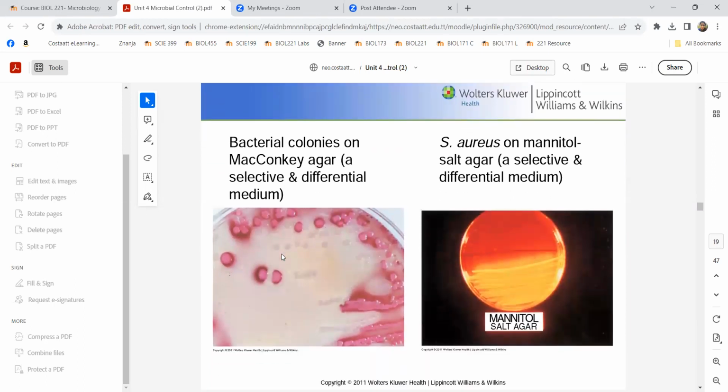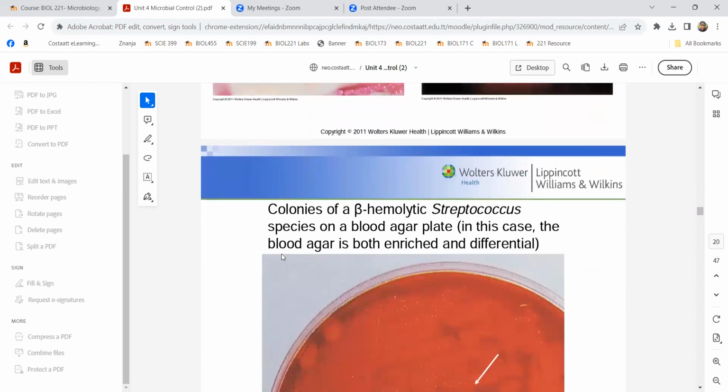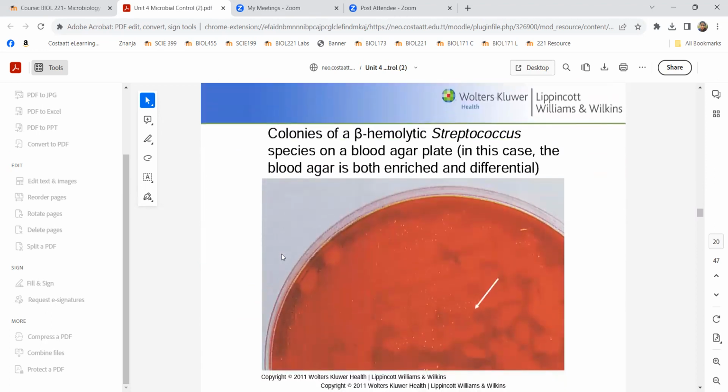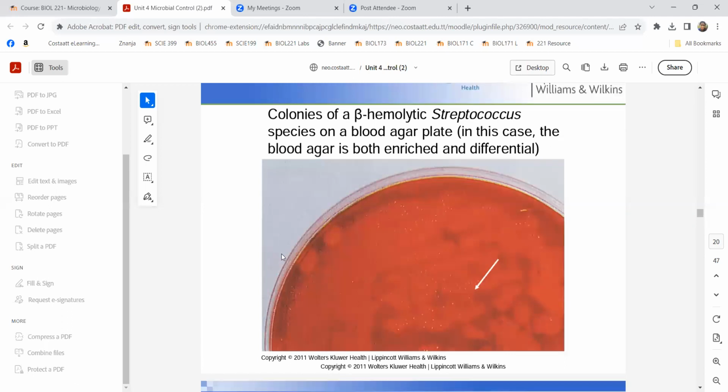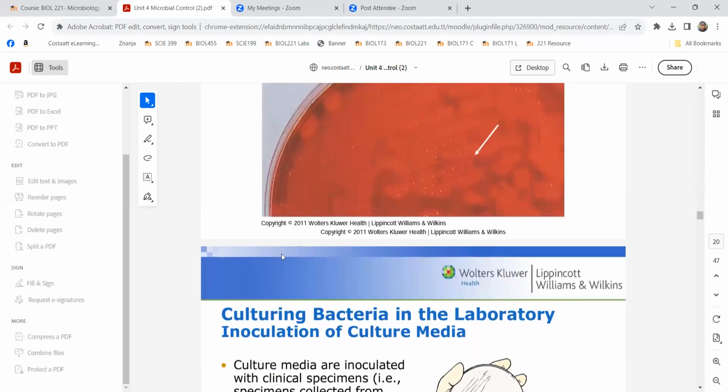So as I was talking about differential media, you're seeing the color changes here that allow differentiation to show that the organisms are present. This is blood agar. Blood agar is considered to be enriched and differential. Enriched, obviously, because it has blood in it. Differential is because you're seeing that color change or that difference in color where you have colonies growing.